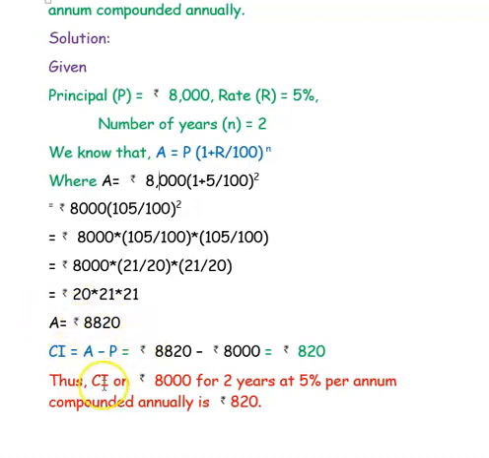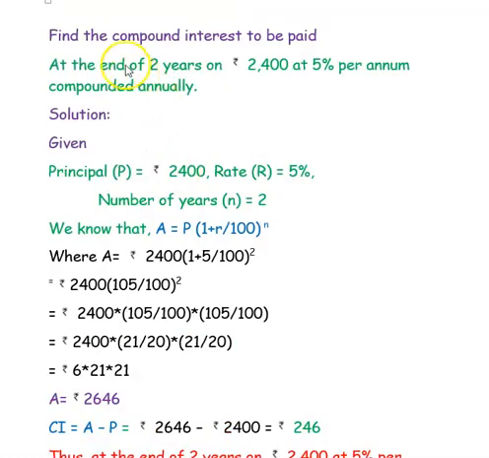Now we want to find the compound interest. We know that compound interest is equal to the amount after 2 years minus the principal we invested. So that is rupees 8,820 minus rupees 8,000. If you subtract, you will get rupees 820. Thus, the compound interest on rupees 8,000 for 2 years at 5% per annum, compounded annually, is rupees 820.